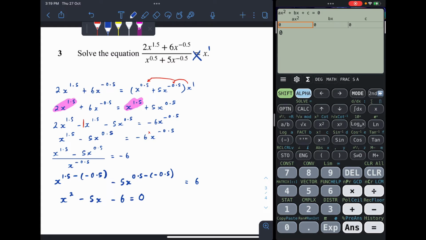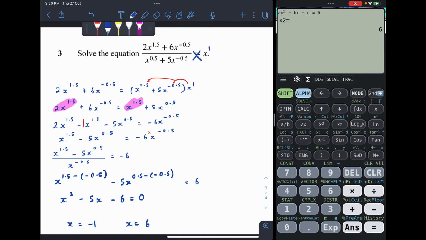What's my value for a? It's just going to be 1. So I'm just going to put 1 in the calculator, press equals. What's my value of b? It's going to be negative 5. So negative 5 equals, my value of c is negative 6. So negative 6 equals. So my value of x will be, as you can see there on the right side, x equals negative 1, and my second one will be x equals 6.